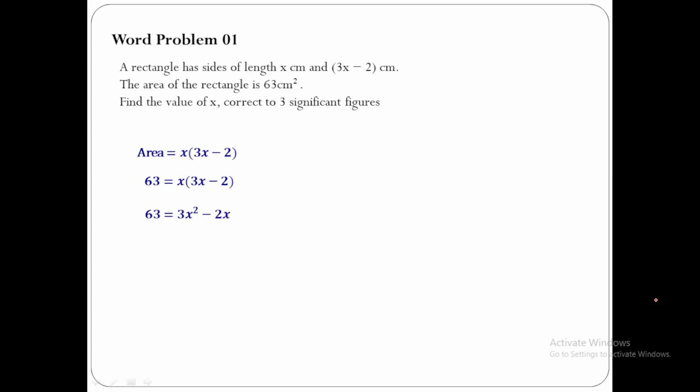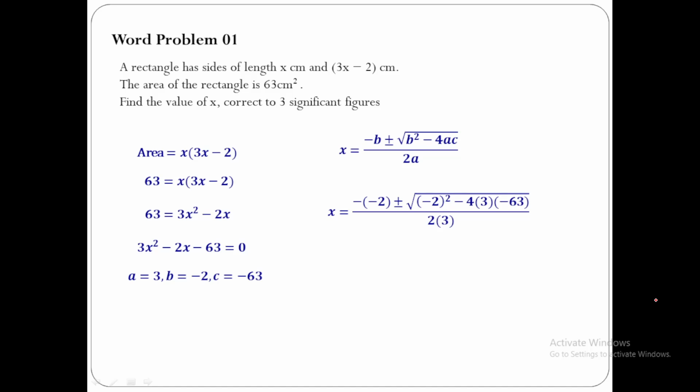And 63 can be passed on to the left side to make the equation equal to 0. Now it is of the form ax squared plus bx plus c. Then can we find the value of a, b, c? Yeah, a is 3, b is equal to minus 2 and c is equal to minus 63. Shall we substitute in the formula? Here inside the square root, minus 2 squared is 4 and 4 times 3 is 12, times 63.